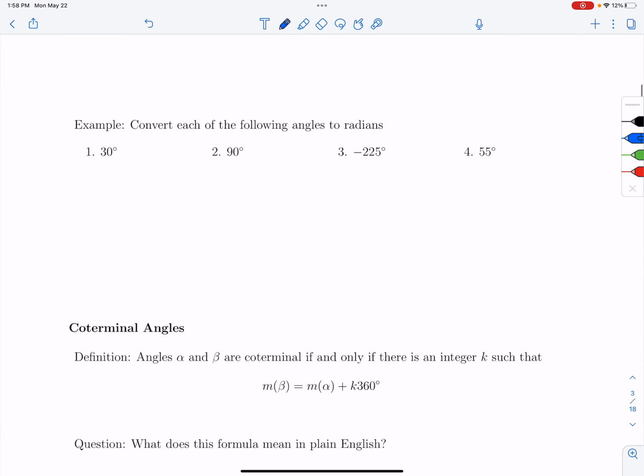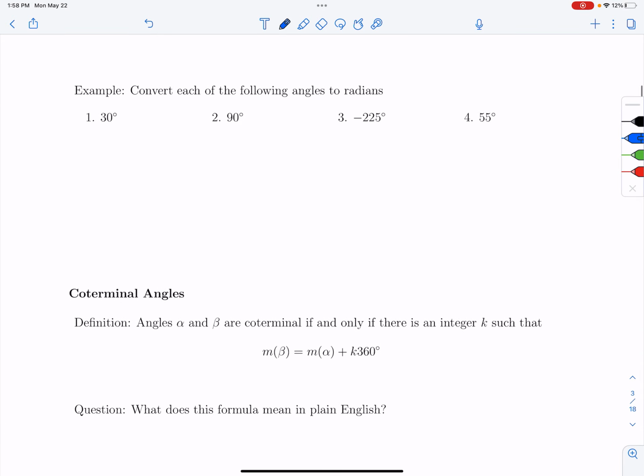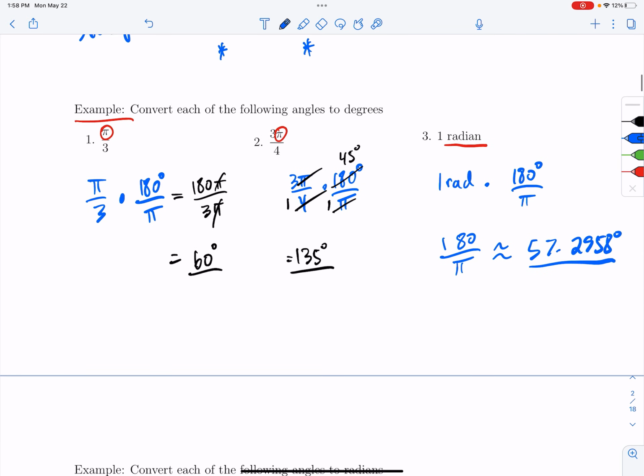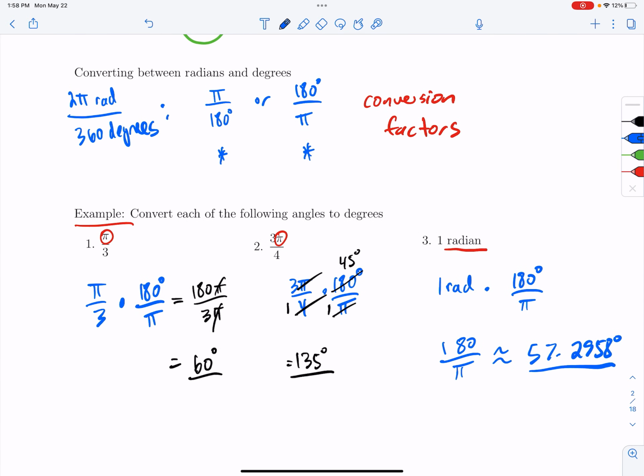And then let's go the other direction here. So to convert from degrees into radians. So 30 degrees, I'm going to convert that into radians. Now I'm going to put the radian measure in the numerator. So I'm just going to use this other conversion factor. I'm going to use this one here.